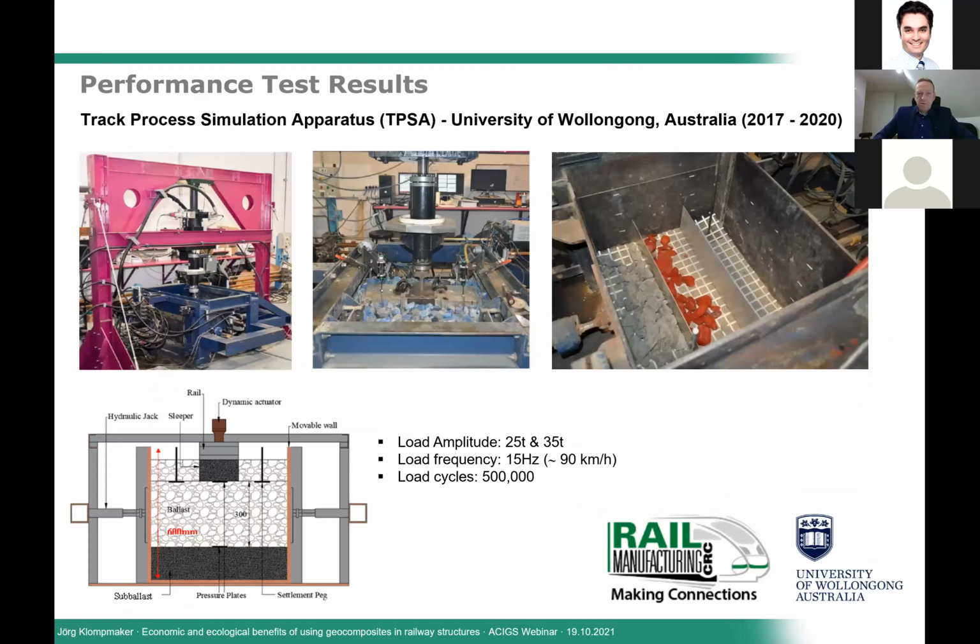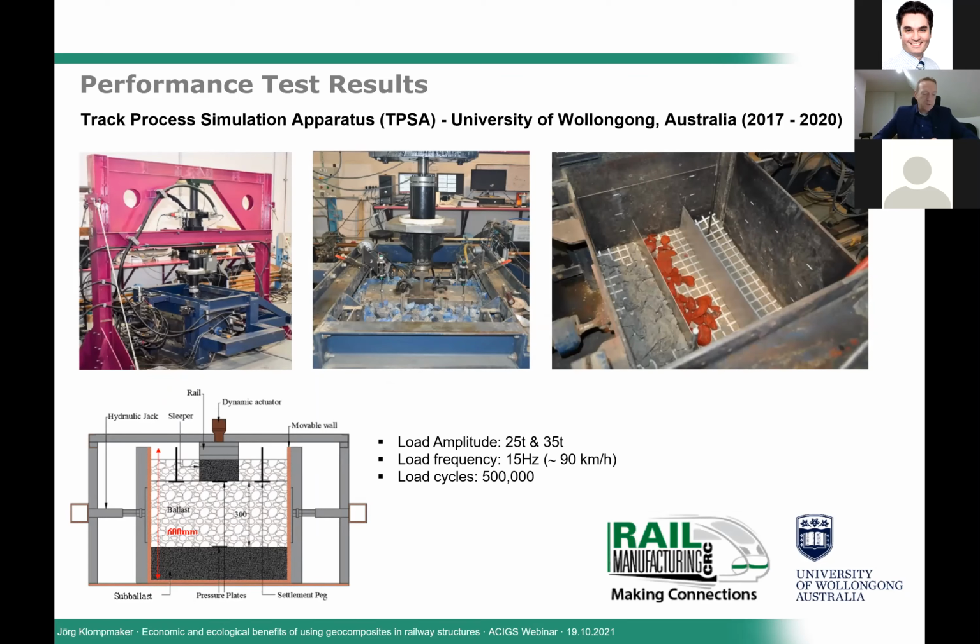Another large-scale box test was carried out at the University of Wollongong. This is a test which was based on a Rail Manufacturing Cooperative Research Centre project with the title Minimizing Track Deformation and Degradation with Geogrids on the High Frequency Cyclic Heavy Haul Load. The test was conducted using a large-scale cubical triaxial apparatus, and the size of the cubical cell was approximately 600 by 800 by 600 millimeter.